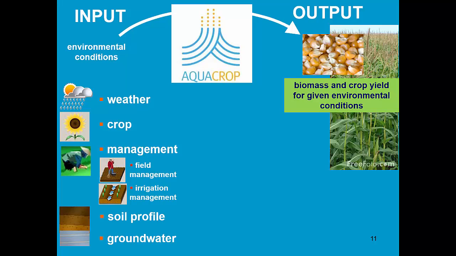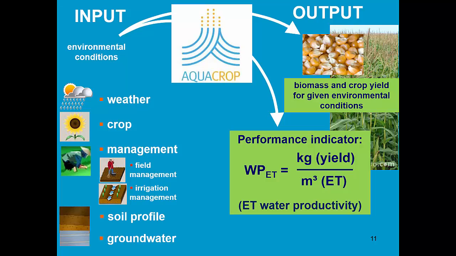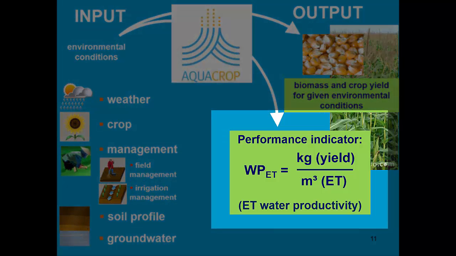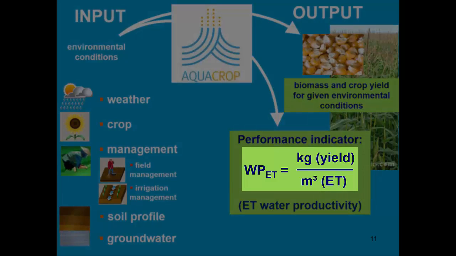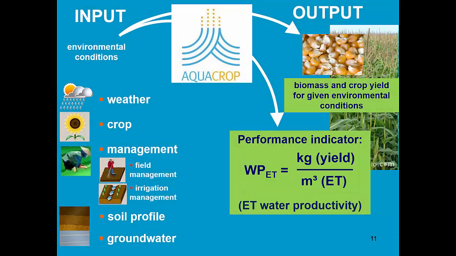When running AquaCrop, we get output, which consists of the biomass and the crop yield for the given environmental conditions. Additionally, AquaCrop provides also a performance indicator, which is the ET water productivity. It is the amount of yield that can be produced per unit of water lost by evapotranspiration.